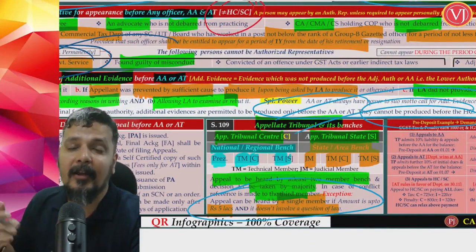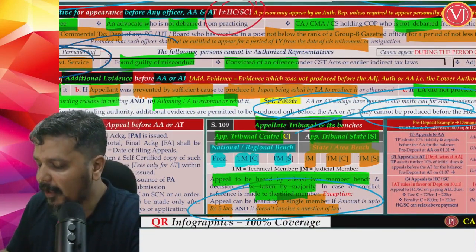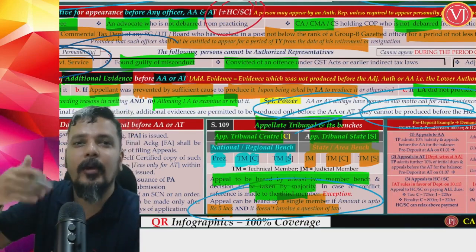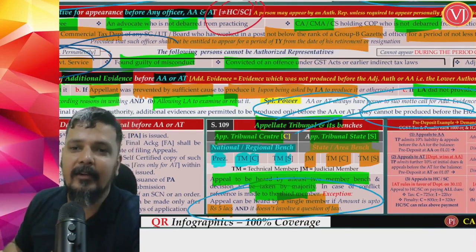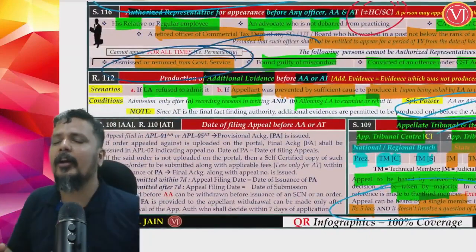And people who cannot represent: if you are found guilty of misconduct, then you cannot represent. These are the people who cannot represent. If you are guilty of misconduct, you cannot represent the case. If you are convicted under any offense, see, you are trying to represent a case of another person, you yourself are convicted of any offense under the GST law or the earlier indirect tax laws, or you are insolvent. During the period of insolvency, you cannot take up the matter.